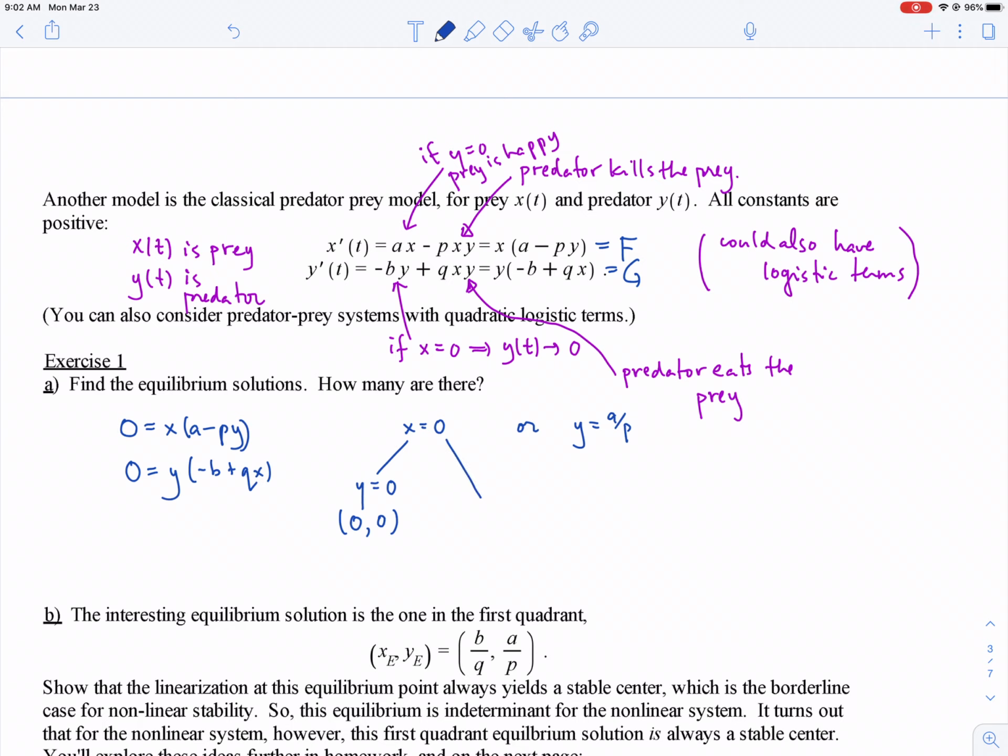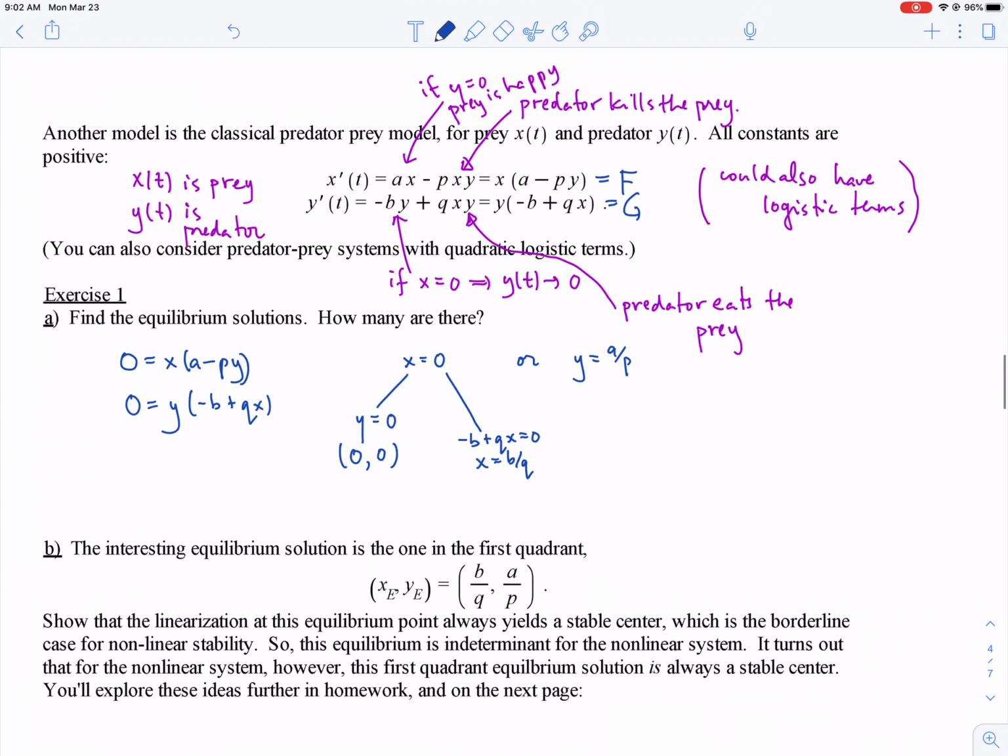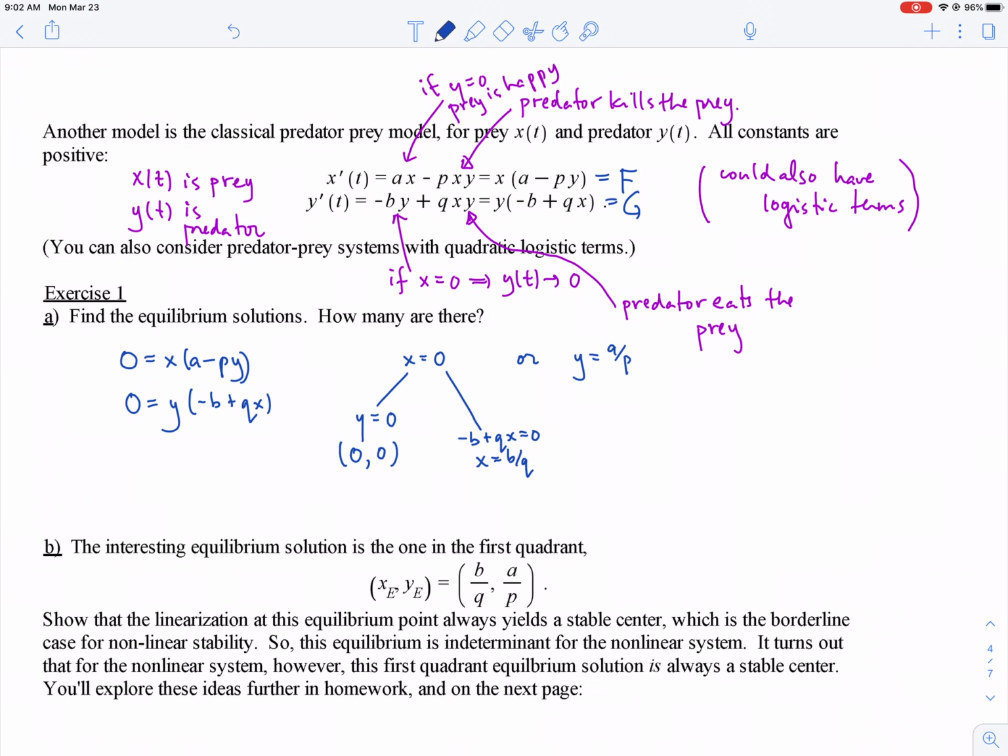And the other possibility is x could be 0, and minus b plus qx could be 0, which would say that x was b over q. But all of our parameters are constant numbers, so x can't be both 0 and b over q, and that fork of the chart doesn't give us any equilibrium solution. If y is a over p, then it could also be that y is 0, but that can't happen.